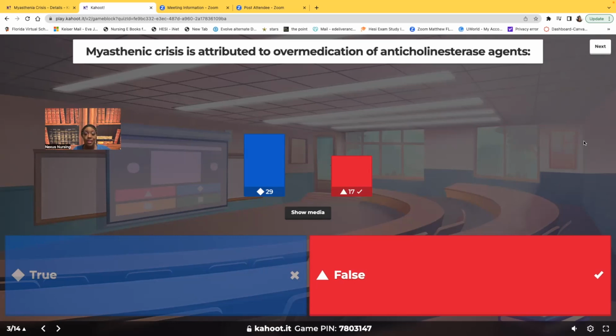So when you see myasthenic crisis, think of myasthenia gravis, except 1,000 times worse, right? So if the patient is under medicated, they don't get enough of the medication, they can get myasthenic crisis. So it's not over medication, it's under medication. When they get too much of the medication, it doesn't cause a myasthenic crisis, it causes cholinergic crisis.